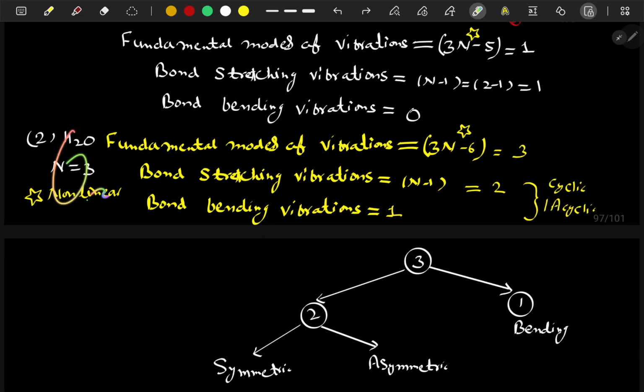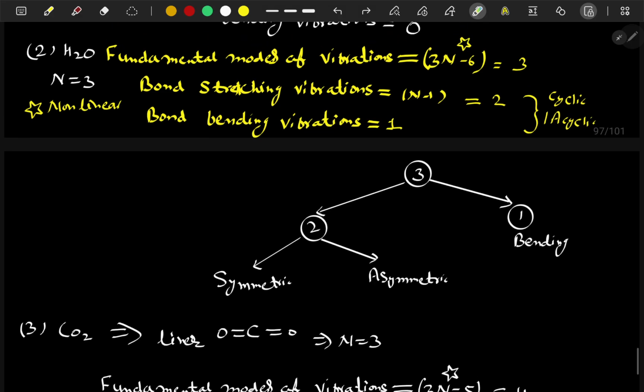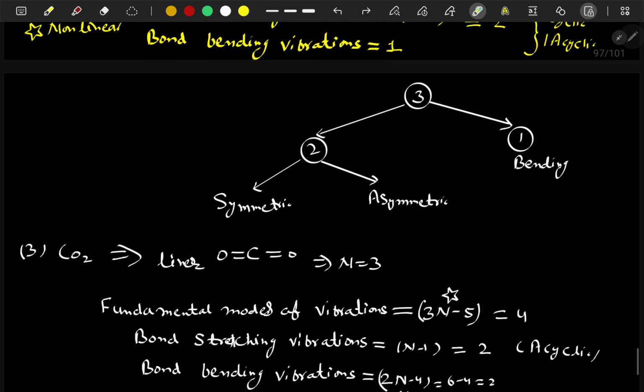And for H2O, it is non-linear. For non-linear, 3n minus 6. So 3 into 3 minus 6 equal to 3. For bond stretching, n minus 1, n is 3, so 3 minus 1 equal to 2. And total is 3, so bending is 3 minus 2 equal to 1. This one is symmetric, this one is anti-symmetric, and this is also for cyclic molecules, which have stretching and bending vibrations. Symmetric and antisymmetric are also there, remember that.